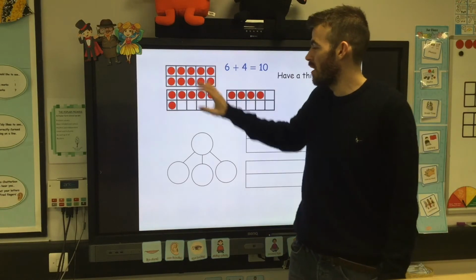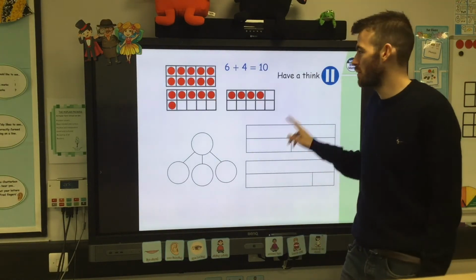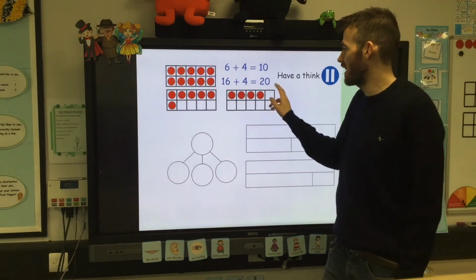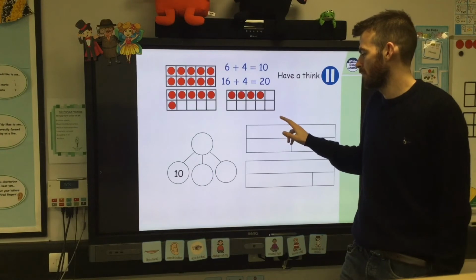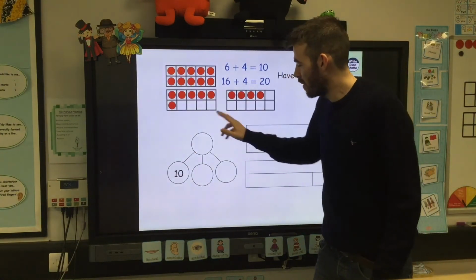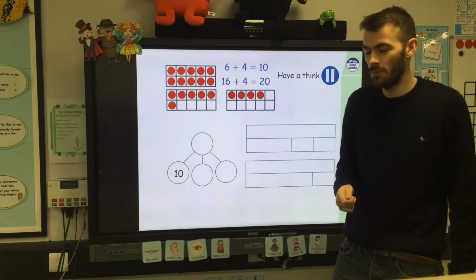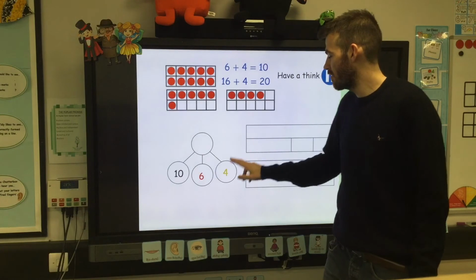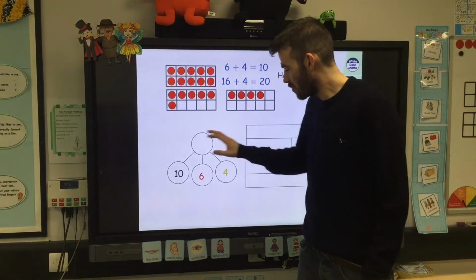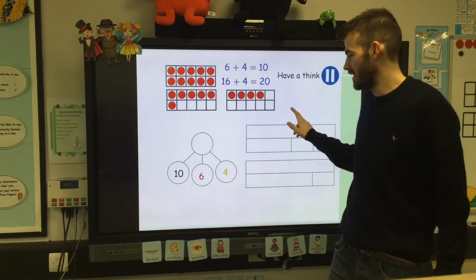Now I could add that to the 6 ones, and I could make 16 add 4 equals 20. And I can see that relationship here. I've added 10 to the 6 ones. I could also represent that in my part-whole model, and I've added an extra part because I've added 10 more to my calculation. 10 is a part, 6 is a part, 4 is a part, and if I put all those parts together, I will get the total of 20.